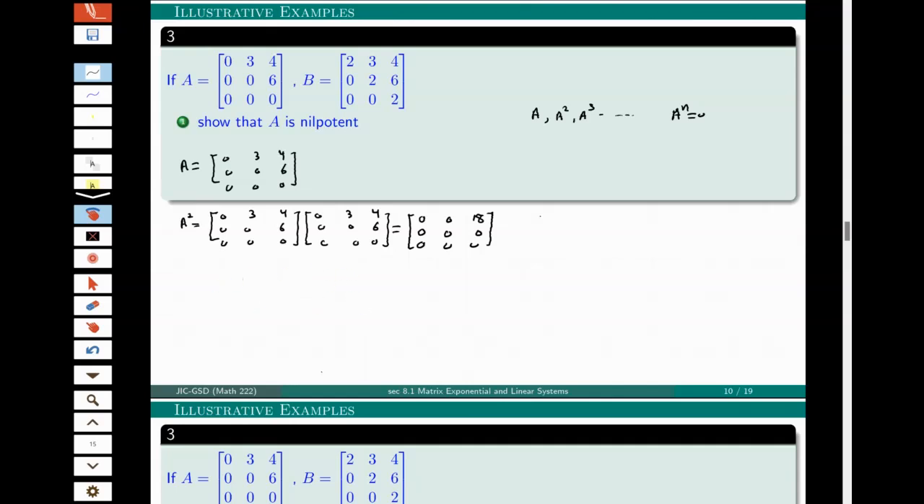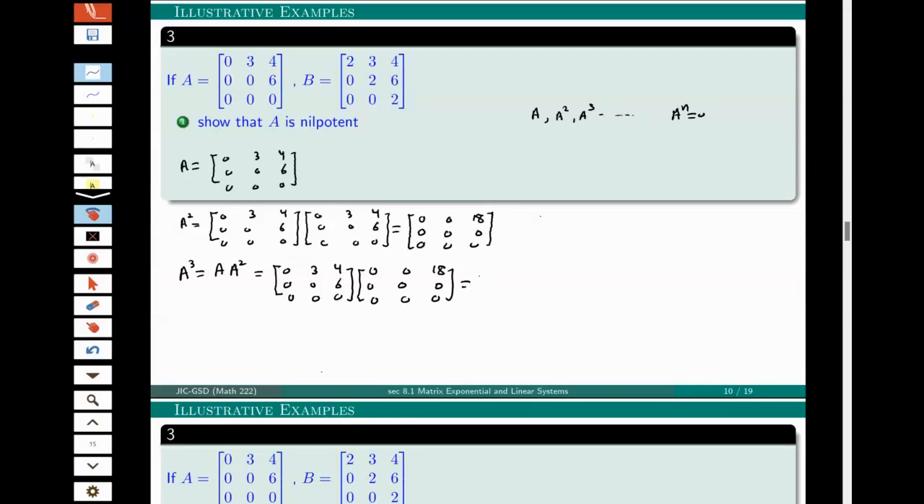Still, we did not reach a to the power n equal to 0. So what is a cubed? A cubed means a times a squared. Since we have a equal to 0, 3, 4, 0, 0, 6, and 0, 0, 0, I multiply it with a squared, which is 0, 0, 18, 0, 0, 0, and here we have 0, 0, 0.